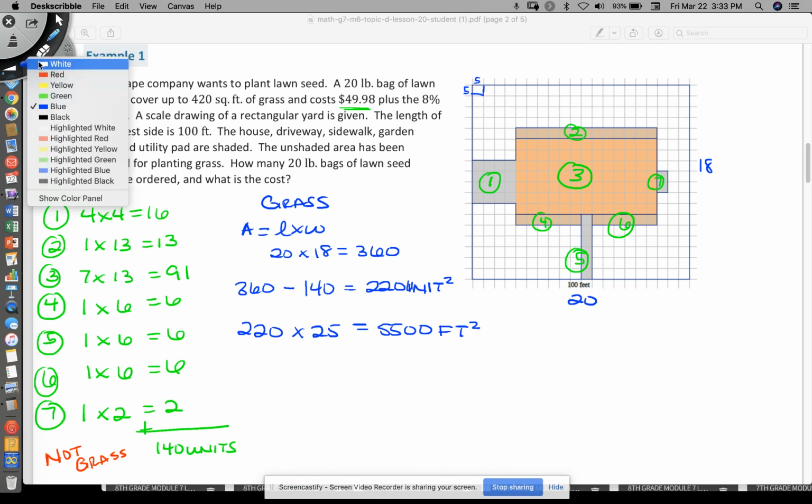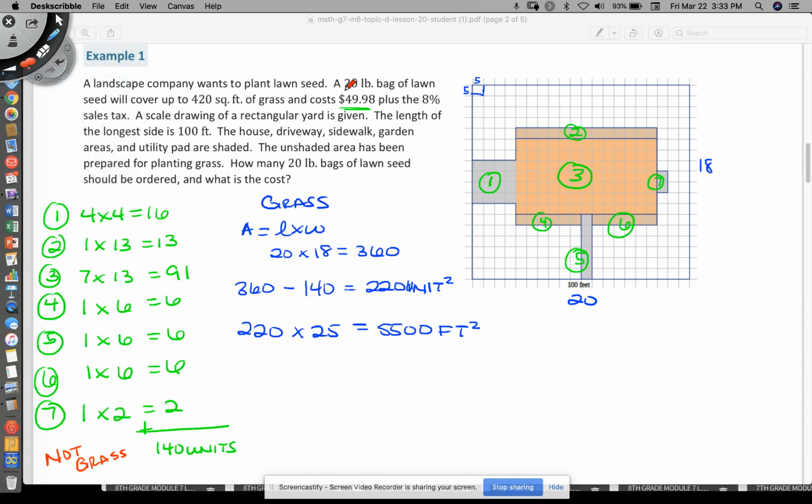So we're going to look up here and read, it says that you can get a 20-pound bag. That'll cover 420 square feet. It'll cost you $49.98 and you have to include the 8% sales tax. All right, so since I already have 5,500, I'm going to divide this by 420.